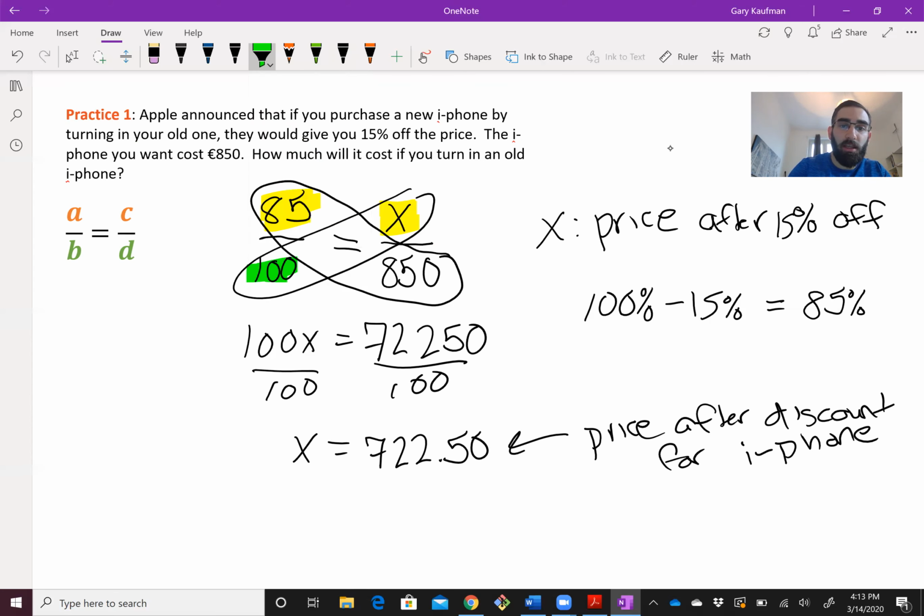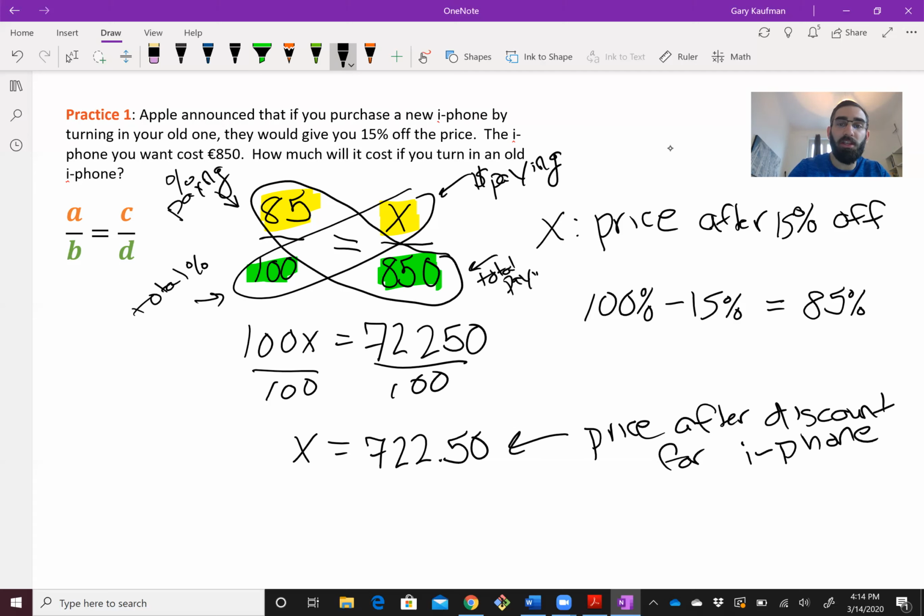And this must match. This represents percent paying. This represents money paying. They both have the word paying. This represents total percentage. This represents total paying. Notice they both have the word total. It must match. All right.